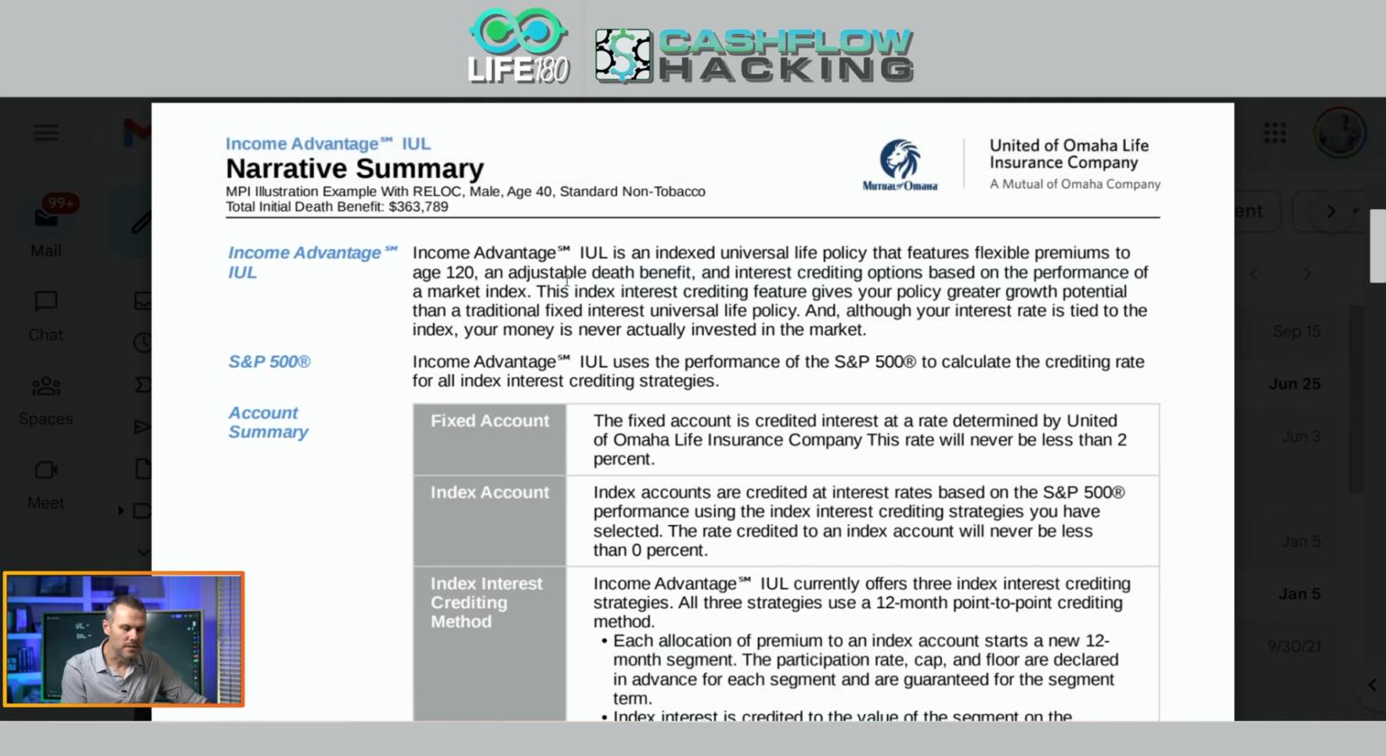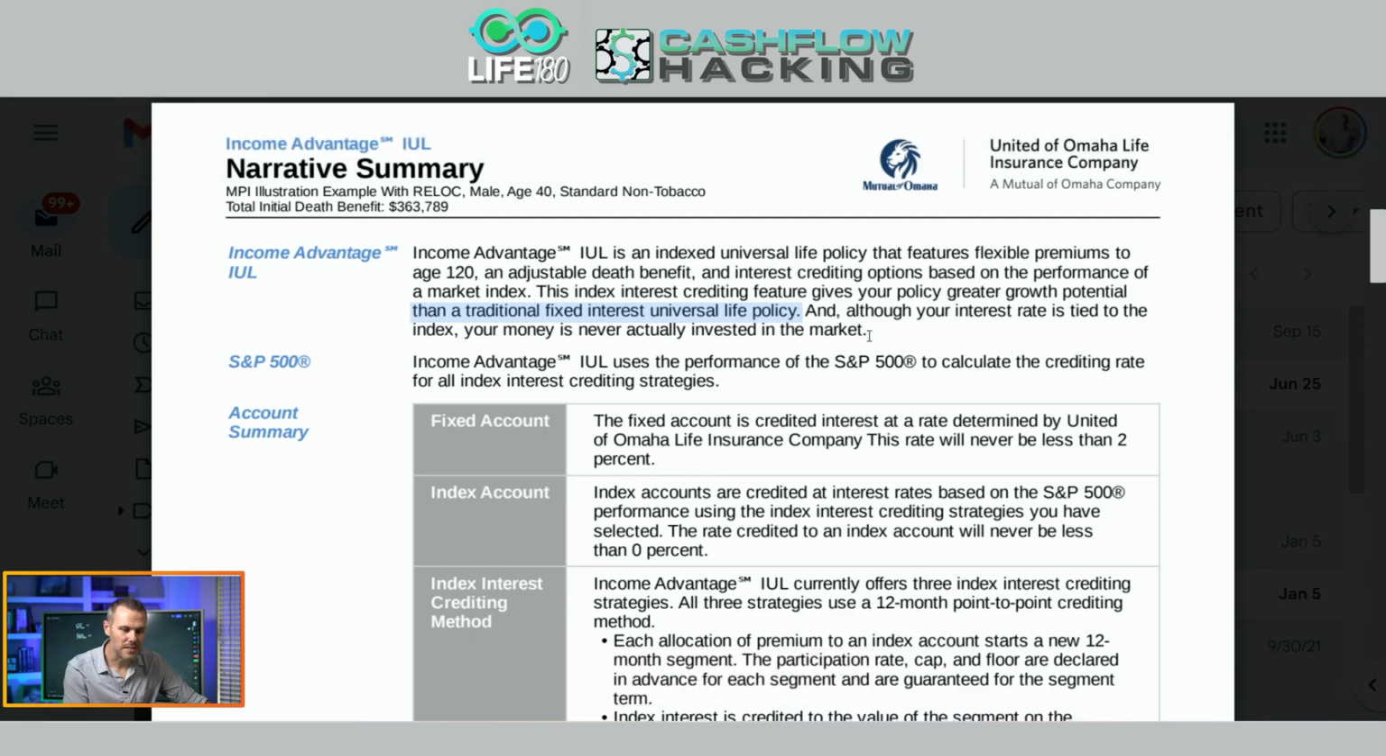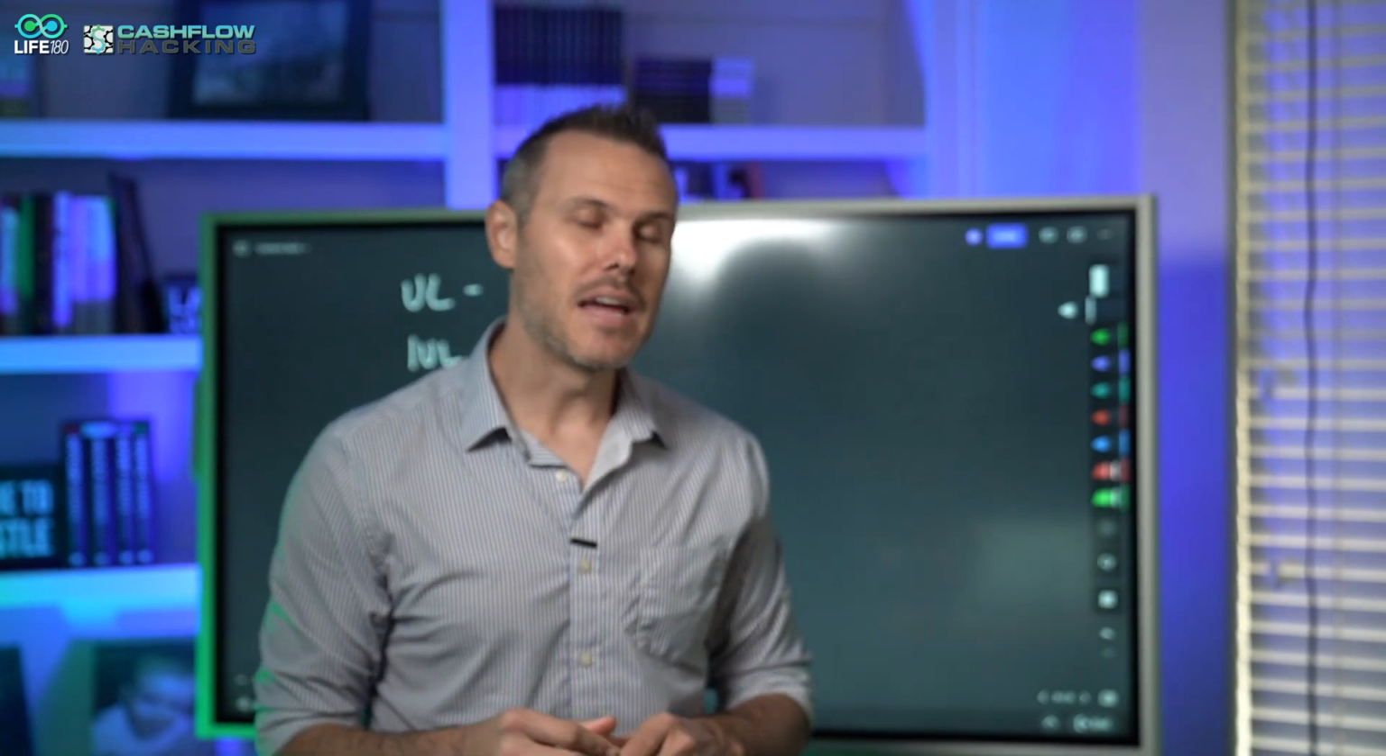Now, this is where it's really important to see this. This index crediting feature gives your policy greater growth potential than traditional fixed interest universal life policies, right? And although your interest rate is tied to the index, your money is never actually invested in the market. So what does all that mean here? What that basically is saying is the upside potential, downside protection story. They're mixing and matching both things.